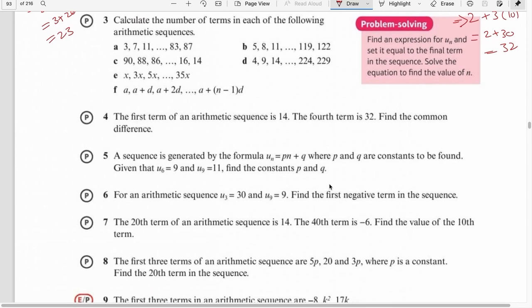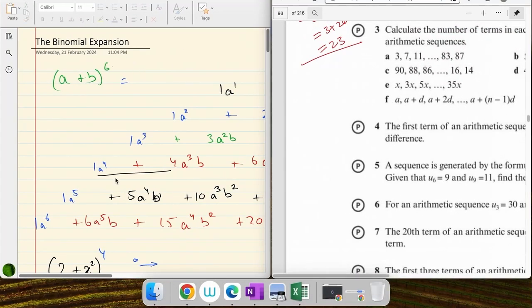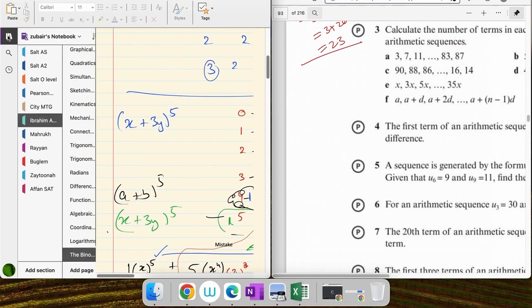Question number 3. Calculate the number of terms in each of the following arithmetic sequences. Now the first term is given, the last term is given. So we have to find the number of terms. First I'll go through to find the formula.